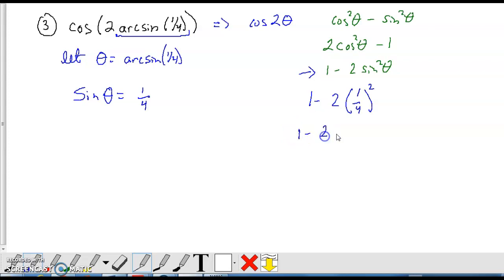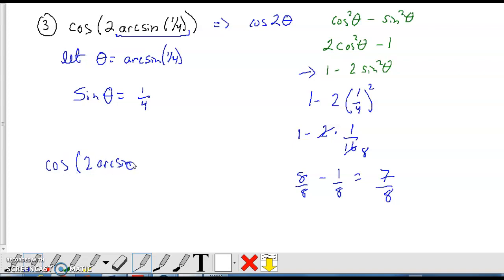So 1 minus 2 times 1 over 16, the 2 and the 16 cancel off, leaving us with 8. So 8 over 8 minus 1 over 8. And so my answer should be 7 over 8. So again, I get to say that the cosine of 2 arc sine of 1/4 is equal to 7 over 8.